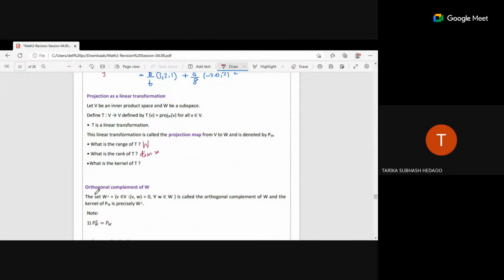It is the set of all vectors V in the space such that the inner product of V and W is 0. Okay, that is the kernel of W.